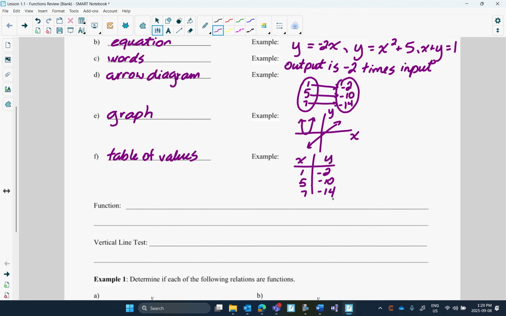We're not going to worry about arrow diagrams, okay? We're not really going to worry about words. We're going to focus on graphs, table of values, and equations. And we're not going to do much with ordered pairs, okay?